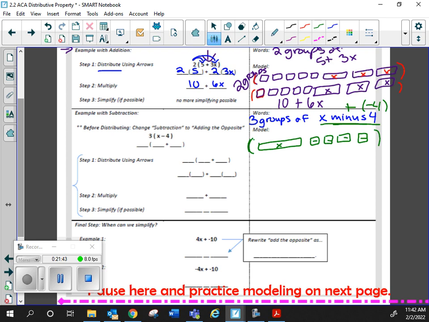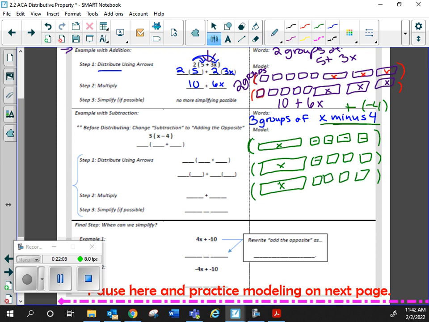Okay, I don't see pencils moving for some people. That is one group, but I need, oh no, 3. We said 3. So I need to copy and paste that twice. Make sure you mark those as negatives. If they're not marked negative, you'll forget, I promise you. Okay? All right, let's combine like with like.